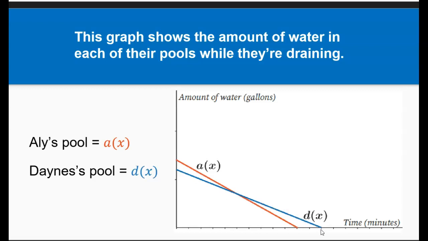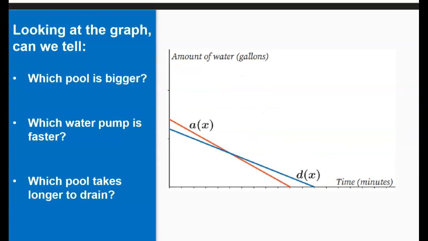Now, even though we don't have any numbers on these graphs, we can make some interpretations about the graph still. So looking at this graph, can we tell which pool is bigger? Well, at the beginning, both pools are full. So if we look at the y-intercepts and we compare them, we can see that Allie's has a larger amount of water. So Allie's pool is bigger, and that's because the y-intercept is bigger.